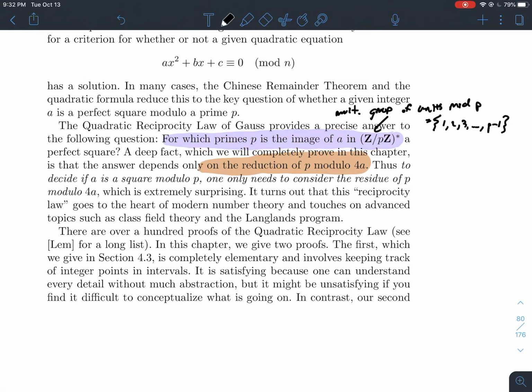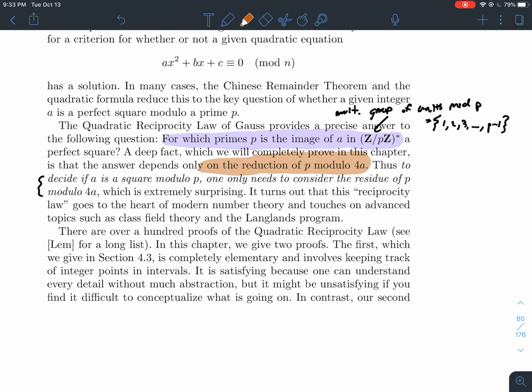It turns out to be pretty surprising, the answer to that question, which the book gets into later in this chapter. To decide if a is a square mod p, we just need to figure out the residue of p mod 4a. And that's pretty wild, pretty crazy.